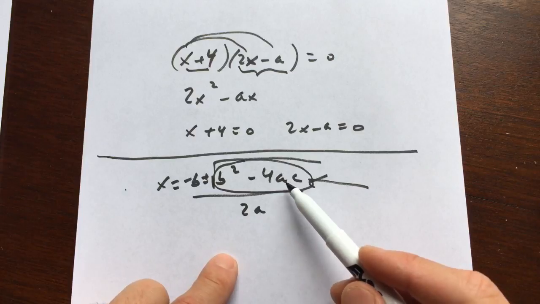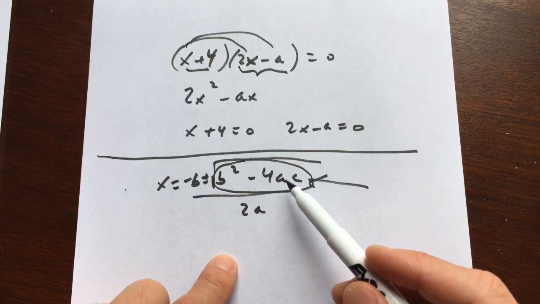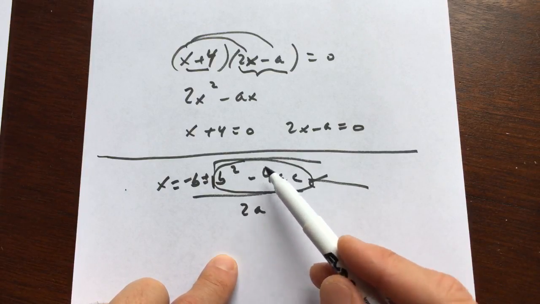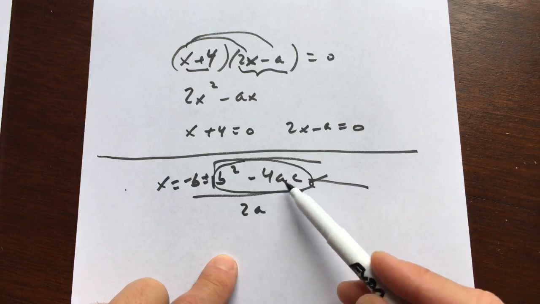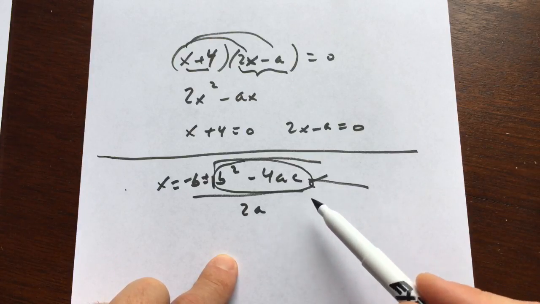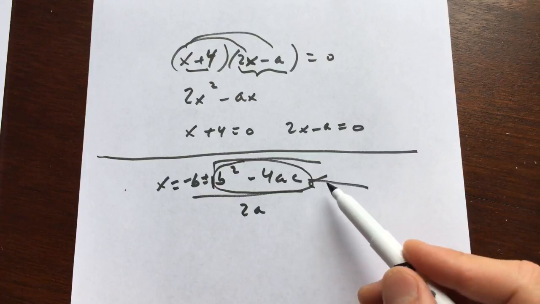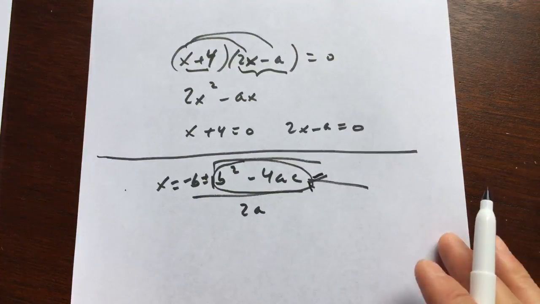Well, if it's 0, you're going to get 1. If it's negative, you're going to get no real solutions. You're going to get 2 imaginary solutions. And if it's positive, you're going to get 2 real solutions. So you might want to review the discriminant a little bit.